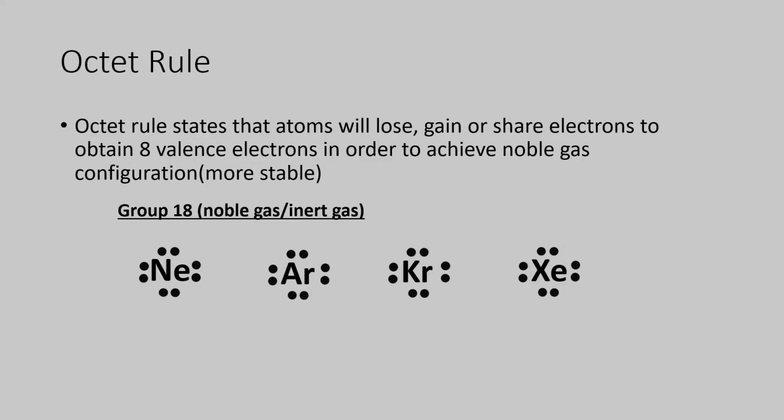Okay, so ada elemen find out ways untuk jadi octet configuration ni, which is octet rule ni. Octet rule ni basically say that other atoms will lose or gain or share electron to obtain 8 valence electron. Bila diorang ada 8 ni je, maksudnya diorang dah happy. Tak cukup 8, tak happy. But they never have more than 8. 8 is the golden rules. 8 is the most stable. There's no more than 8.